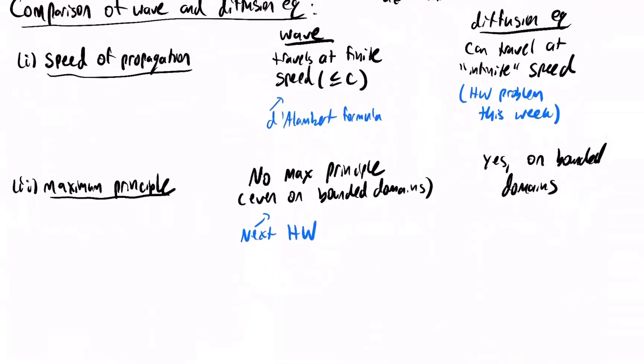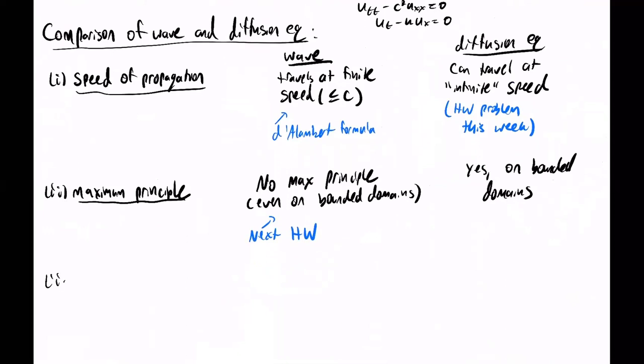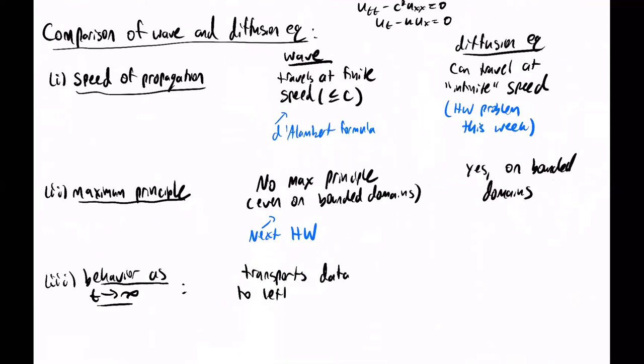Okay, great. And so, right, the next property I wanted to discuss as it relates to the diffusion and wave equations is the behavior as t goes to infinity. Well, what happens to the wave equation as time goes to infinity? It basically transports data to the left or right at speed c. I mean, there could be some other interaction, but it does not decay in general.